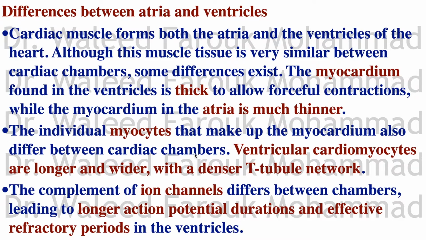And regarding the individual myocytes, the ventricular cardiomyocytes are longer and wider with a denser T-tubule network. This is expected because of the amount of work laid on them. And the ion channels differ between the atria and ventricles, in the aspect that there are longer action potential durations and effective refractory periods found in the ventricles.